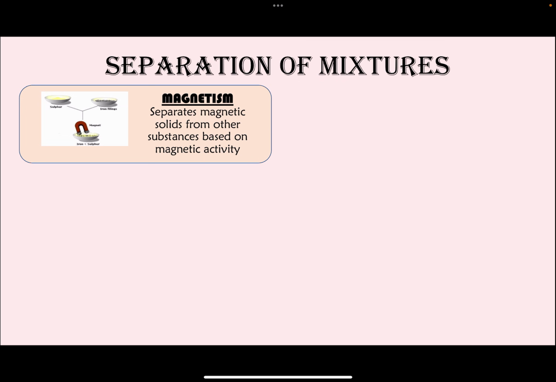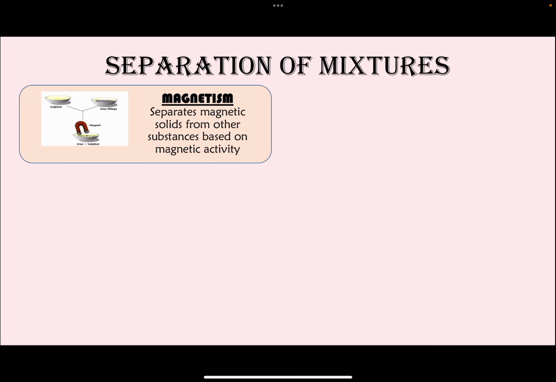So then, what if we want to go ahead and separate the mixtures? How does that work? So there are different techniques that we can use in the lab to separate the mixtures. Please remember that you have to memorize all of them. So the first technique that we can use is magnetism. So magnetism can be used to separate something based on magnetic activity.